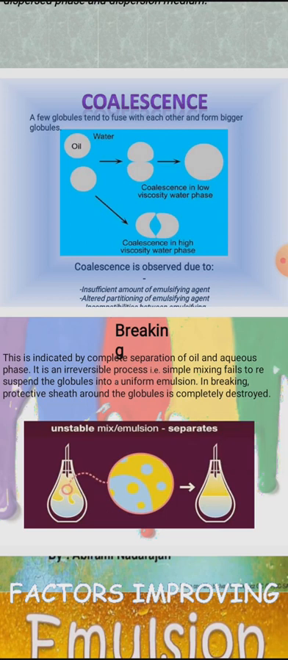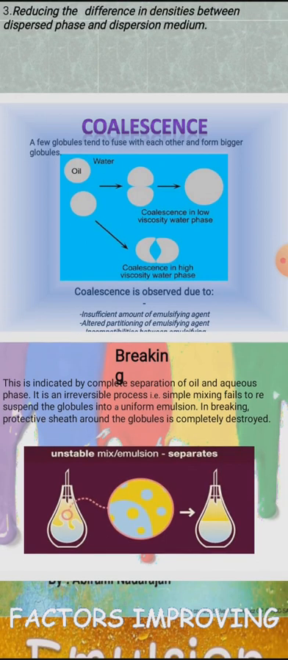The next instability marker is breaking. From its name itself, we can say that it is complete separation of the aqueous phase and oil phase. So breaking is indicated by complete separation of oil and aqueous phase. It is an irreversible process, but in the case of creaming, we have seen that it is a reversible process. Breaking is an irreversible process. Simple mixing fails to resuspend the globules into a uniform emulsion. In breaking, the protective seal around the globules is completely destroyed. Because of that, it is an irreversible process.